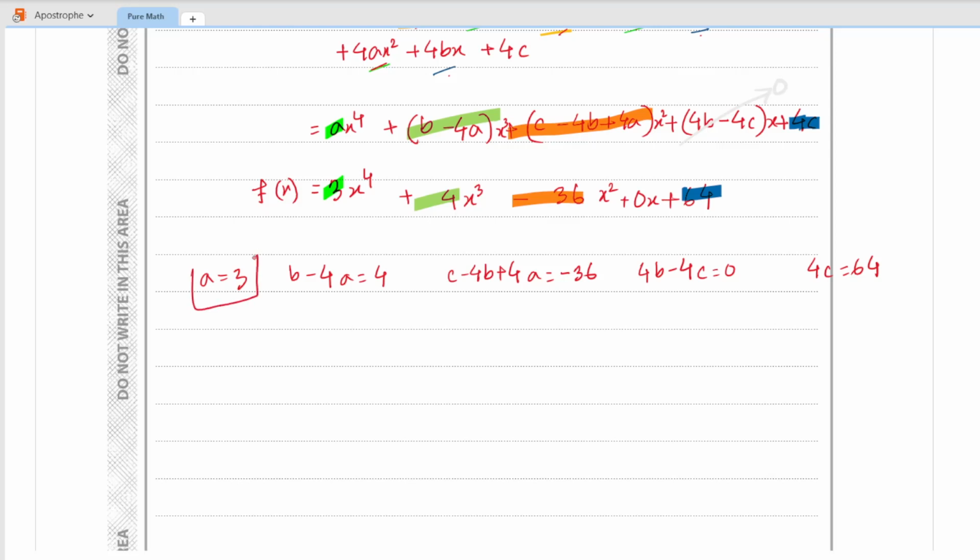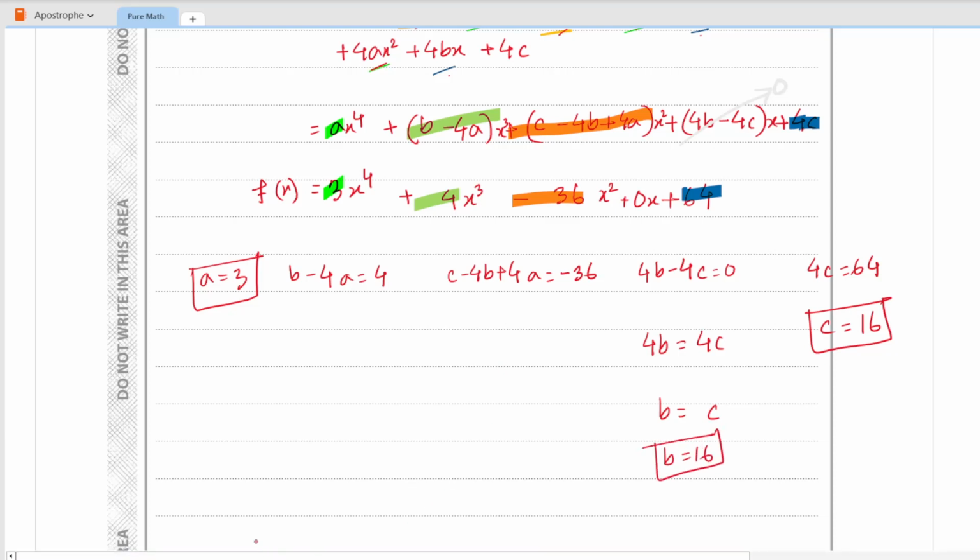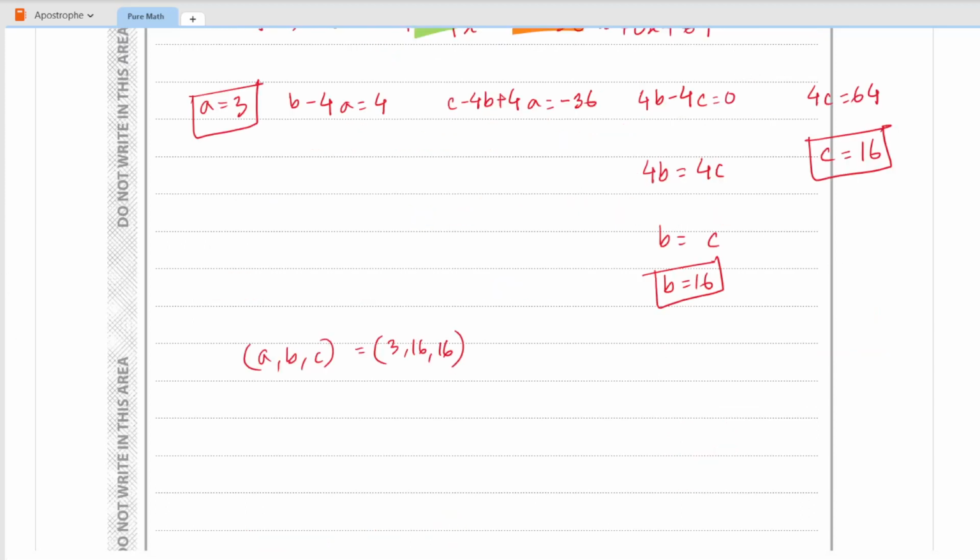Obviously, this one, a equals 3, and from here we get c equals 16, that's 2. Now we only need b. We can use this, 4b equals 4c, and then b equals c, b equals 16. So there you go, a, b, c equals 3, 16, 16. If you want, you can use these equations as well.